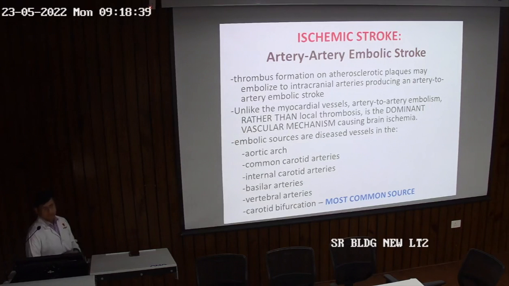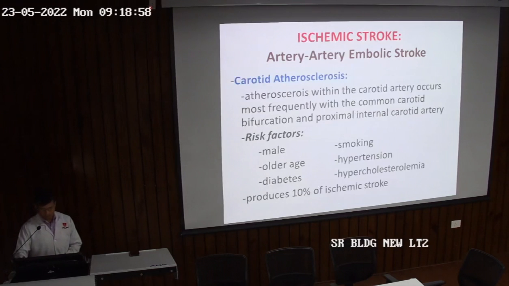common source of the artery to artery embolic stroke is the carotid bifurcation, because this is the site where we get maximum turbulence of the blood flow and the maximum chances of formation of thrombi, and this thrombi can produce embolization, producing the artery to artery embolic stroke.